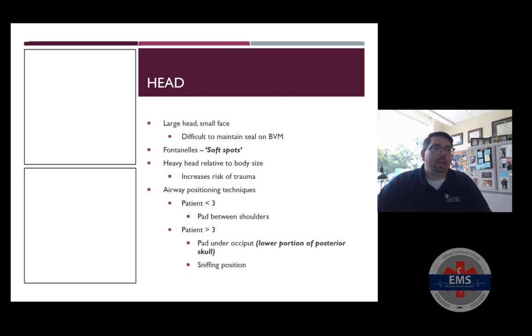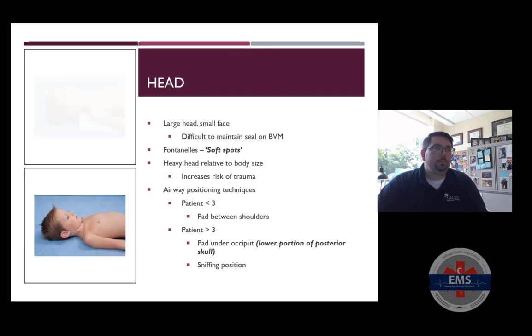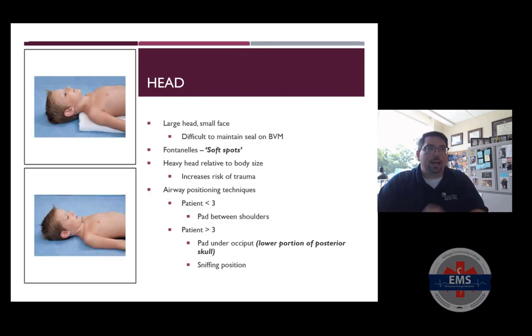When we think about the head, I'm kind of bringing these in here. The head is going to be small, probably large head, small face, difficult to maintain a seal on the bag valve mask. Fontanelles, or the soft spots, are there. We see heavy-headed, at least the size and weight comparison to the body is very high. That's why they're more likely to tip over and hit their head first, again increasing the risk of trauma.